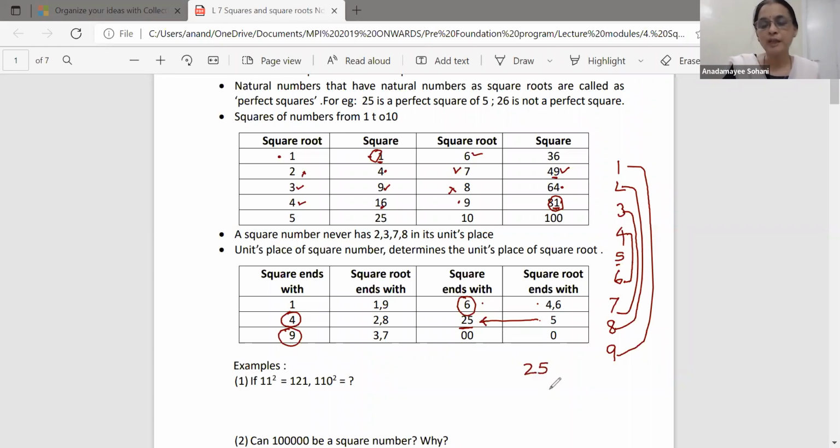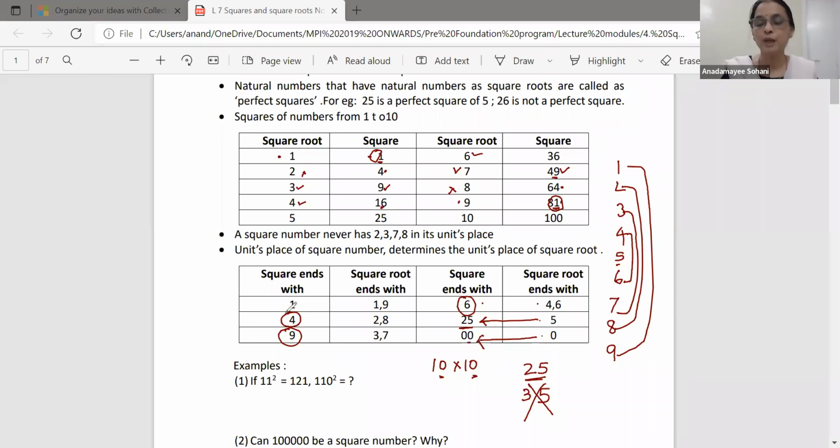So if there is some number which has 5 in its units place and not 2 in the tens place, like 35, 45, this cannot be a square number. If it is a square number, it has to have 25 in the tens and units place. Note that. Only then it is a square number. And every number ending with 0 will have 2 zeros in the square, because I am multiplying 10 by 10, the square has to have 2 zeros. A square number can never have 1 zero in the units place. It will always have 2 zeros.